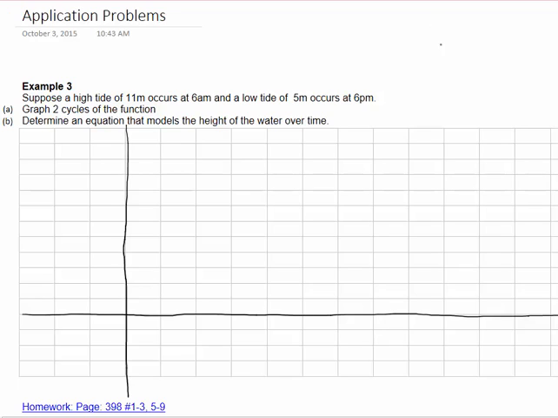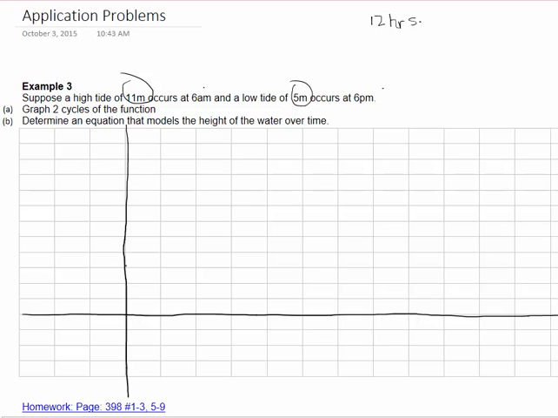So we're talking about high tide, so the highest point being at 11, and low tide, our lowest point being at 5. It says that the high tide is at 6 a.m. and the low tide is at 6 p.m. So I know that there are 12 hours in between those 2 points. If I need to show 2 full cycles, then I'm looking at about 48 hours in order to represent it, and I'll show. When we sketch on the graph, everything becomes easier to see.